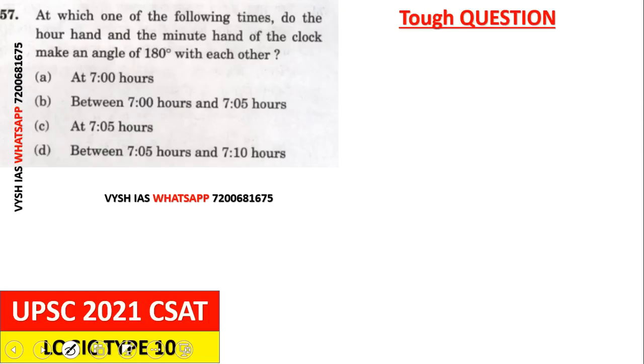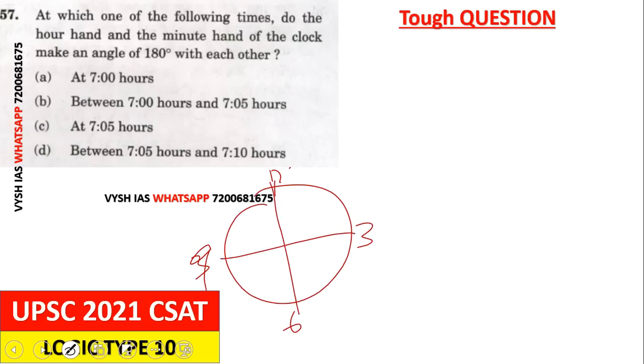If at all it comes in the exam, if you know the methods, because there are very lengthy formulas to solve clock questions. Basic clock, everybody knows. This is a clock. Here it is 12, here it is 6, here it is 9, here it is 3. So this is like 180 degrees. And then we have here 1, 2, 4, 5, then here 7, here 8, then here 10, here 11. This is the clock.